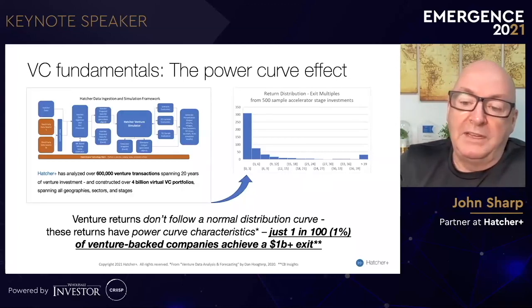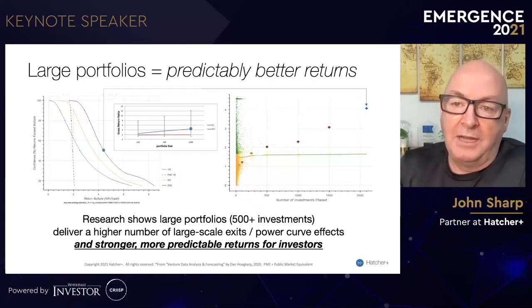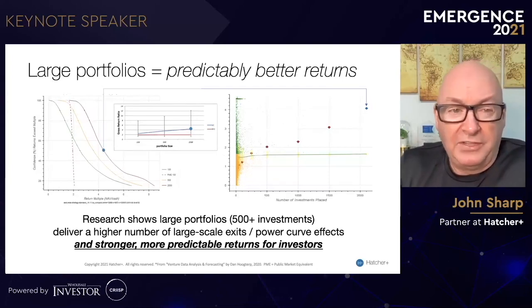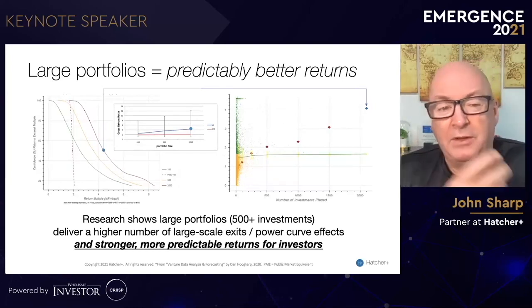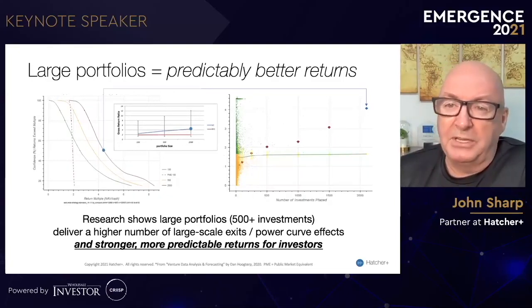So what does that mean? If you have a power curve effect, it means that your portfolio is going to change depending on how many investments you have in that portfolio. And you can see this very dramatically on the chart on the left here. You can see that green line there is basically a 100 investment portfolio, which is pretty typical of a VC.